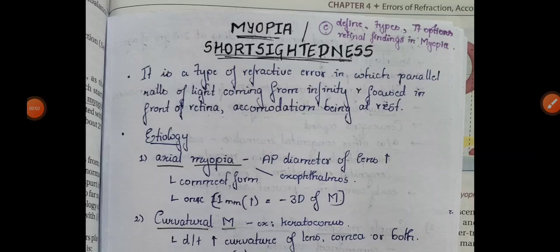So guys, welcome back to myopia. Okay, myopia means short-sightedness, meaning near objects are visible but distant ones are not. Majority of the people having myopia use concave lens. Okay, so you can see their spectacles will be concave.